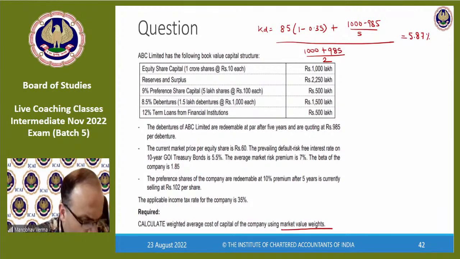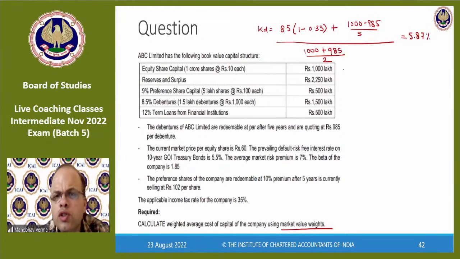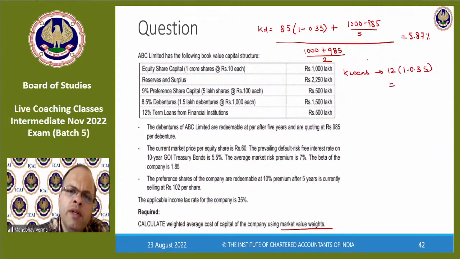As I said, the next piece can be looked at as cost for loans. But loans is very simple. We're talking about 12% into 1 minus tax rate, guys. Cost for loans, we have loan capital as well, in terms of debt only. So this should be 7.8.